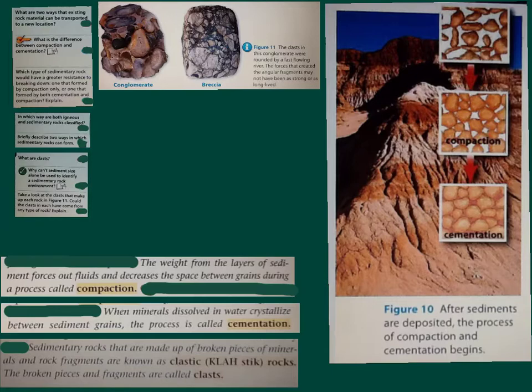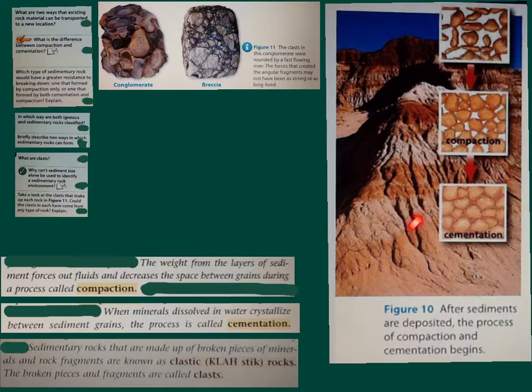Compaction can lead to a process called cementation. When minerals dissolved in water crystallize between sediment grains, the process is called cementation. Mineral cement holds the grains together, as shown in Figure 10. Common minerals that cement sediment together include quartz, calcite, and clay. Key concept check. What is the difference between compaction and cementation?